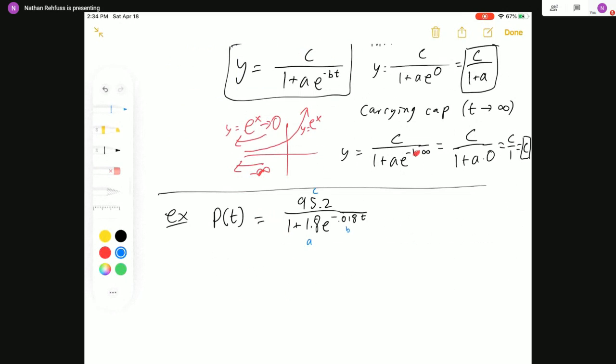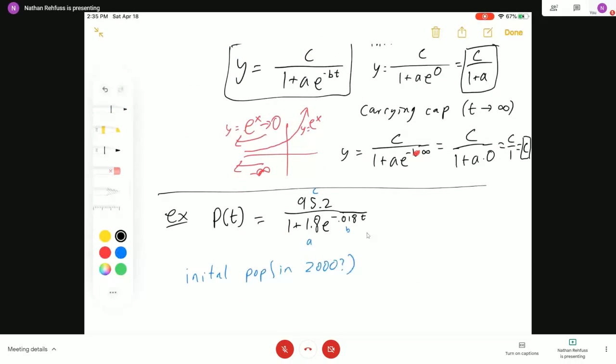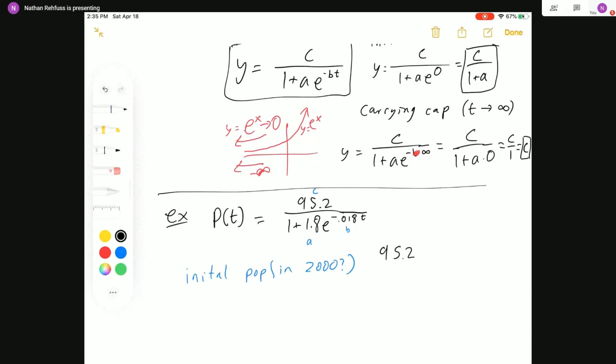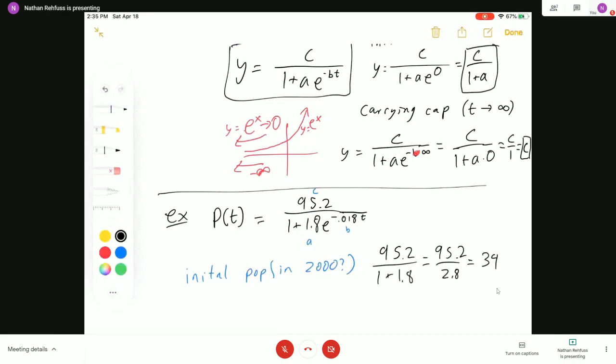Let's see here. What's my initial value? Well, it should just be c over 1 plus a. If I plug in 0 for t, I'm going to get just 95.2 over 1 plus 1.8, which is 95.2 over 2.8, which so cleverly does come out to equal 34 million, like we said. So the initial population is still 34 million, but now we have a new feature.